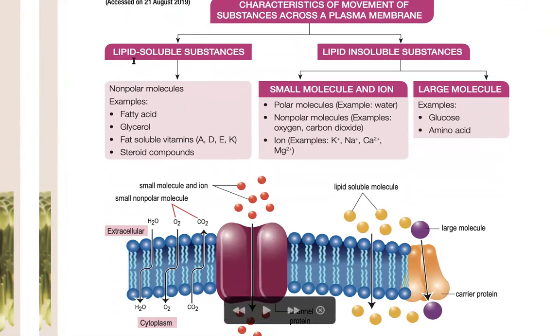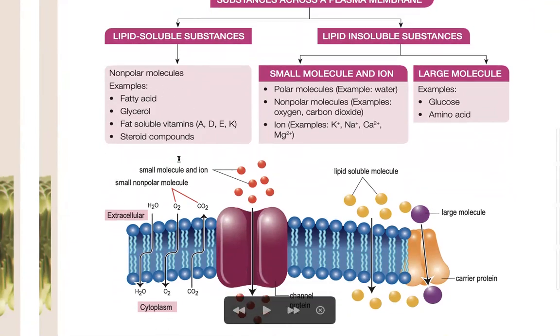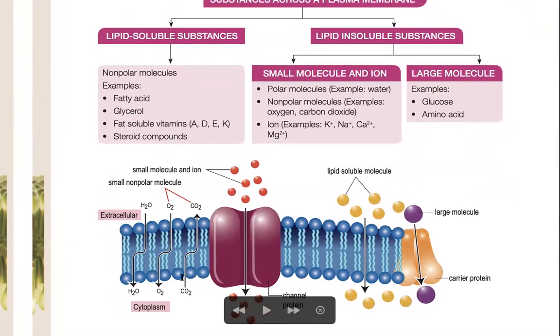Okay, kita kisah satu. Kalau lipid soluble substance ni, these are the examples: fatty acid, glycerol, fat soluble vitamins, which are A, D, E, and K. Vitamin A, vitamin D, vitamin E, and vitamin K. And the last one is steroid component. Bear in mind, all these lipid soluble substances will use the phospholipid bilayer to get in and get out from the cell.